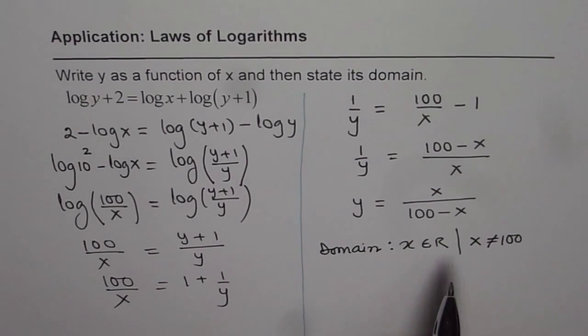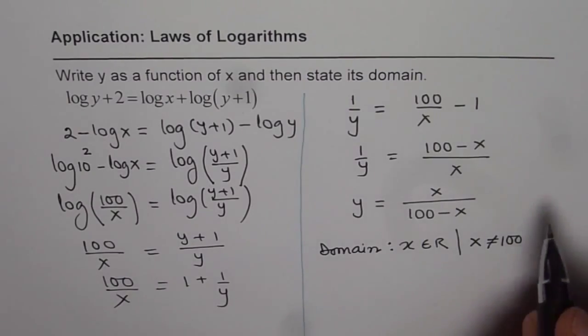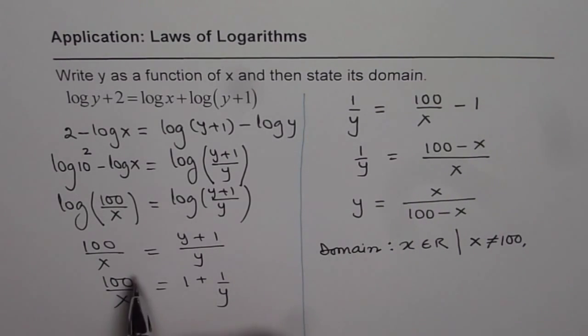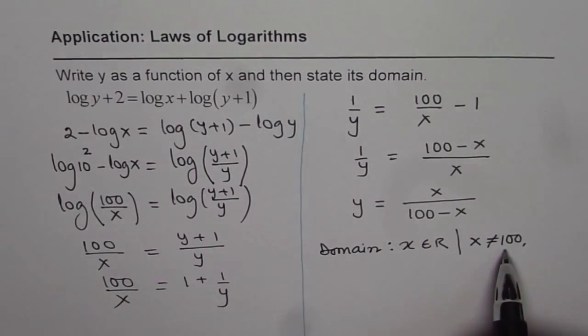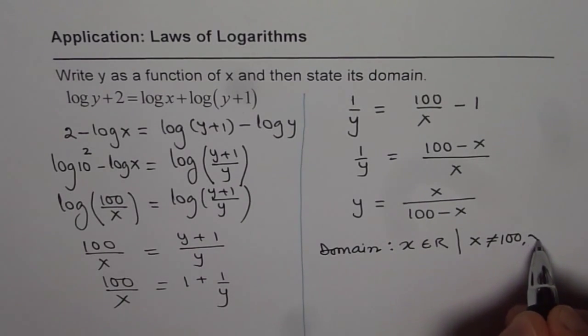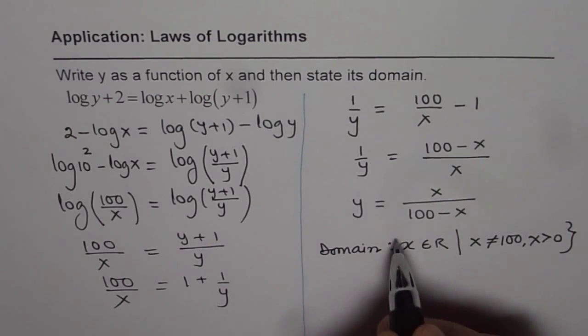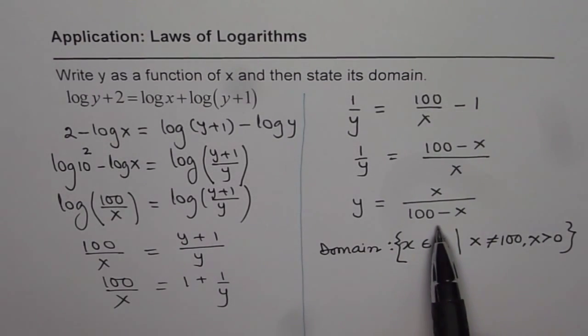Now remember one thing: if you look at the given function, we have log x. So x cannot be negative, right? Otherwise this function will not be true. And therefore, it's a good idea to introduce that also within the restrictions. So the domain, since this is derived from the given function, will have this restriction also over and above what we get here, correct? So the domain really is x greater than 0. X cannot be 0 also, and x is not equal to 100. So the domain will have both restrictions: the restrictions from the source, and then what we finally get.